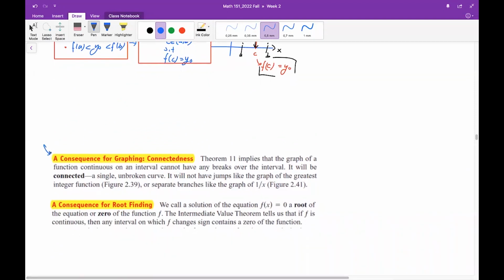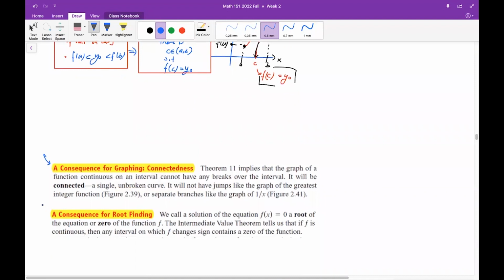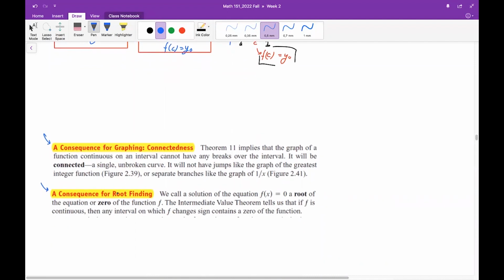You can use it to conclude that your function, your graph, is connected. And the second consequence of the intermediate value theorem is that you can use it for finding roots. Okay, how to use this theorem to find roots?